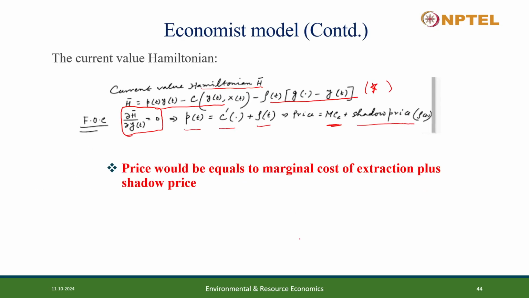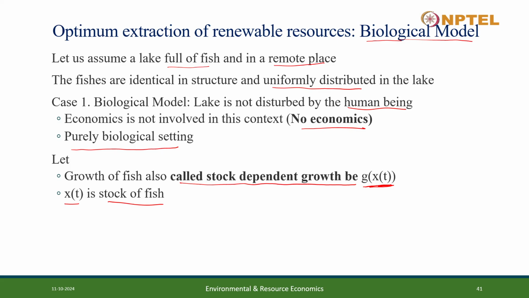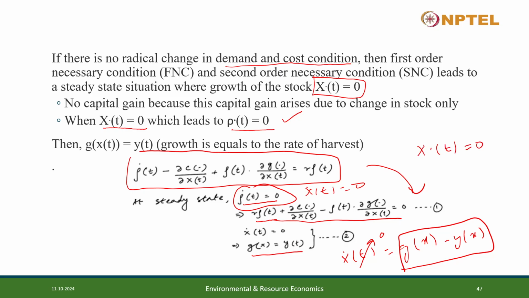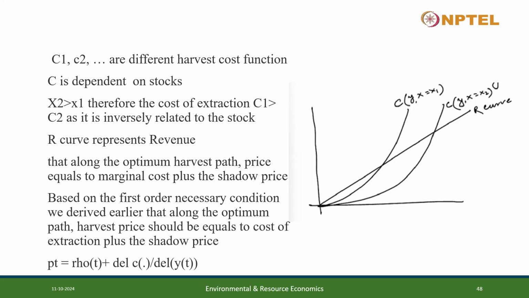Why? Because my x dot t is equal to 0, right? My constraint was that x dot t is equal to g of x minus y of t. So this is 0 at steady state, so these two terms are equal. And since rho dot t is equal to 0, this term is also equal. So during the steady state condition, I'm assuming two things: x dot t is equal to 0 and rho dot t, the change in the shadow price, is 0. Then what will I get?